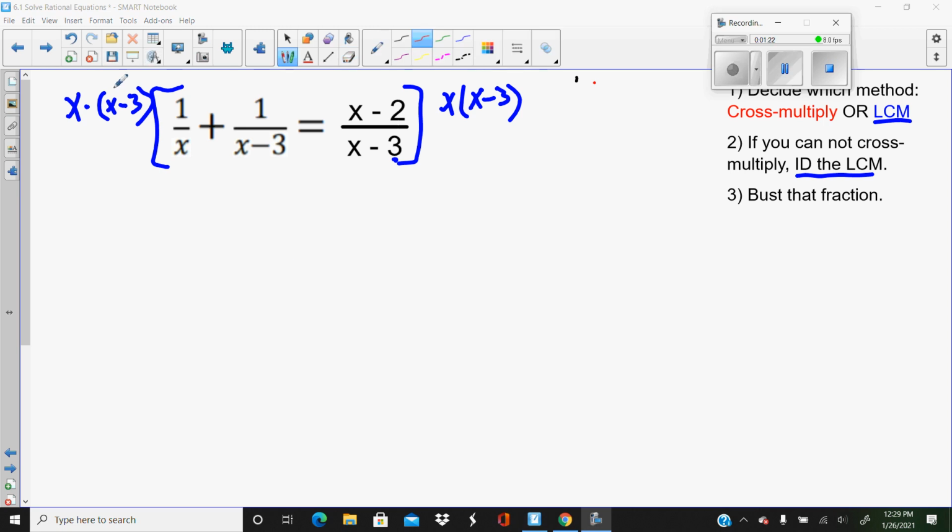I have to distribute this quantity, and I am going to distribute first to the first fraction. Well, if I took x times x minus 3, and divided it by x, those x's would cancel each other. So x minus 3 is all that's left to multiply by this 1. So x minus 3 times 1 is x minus 3, okay?